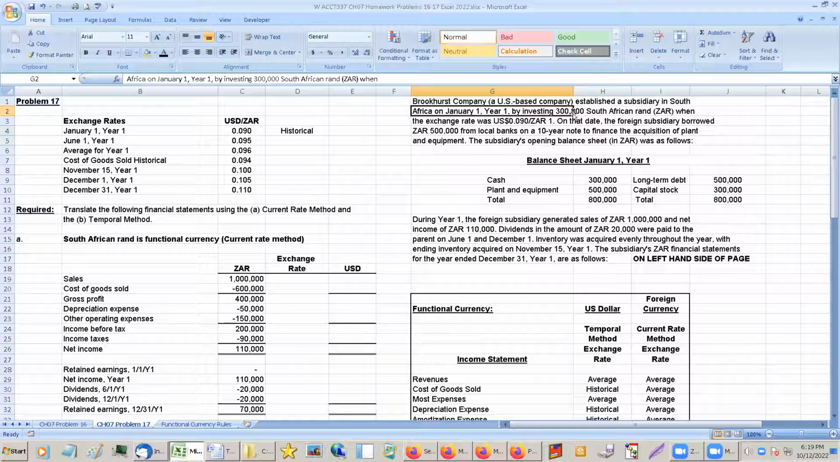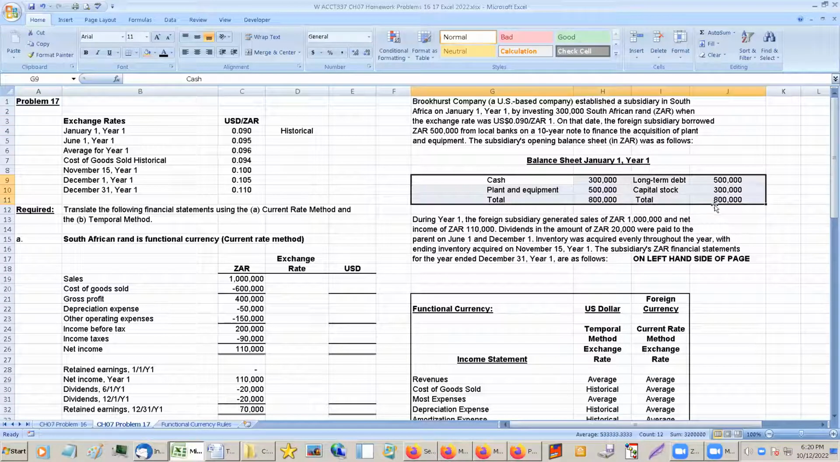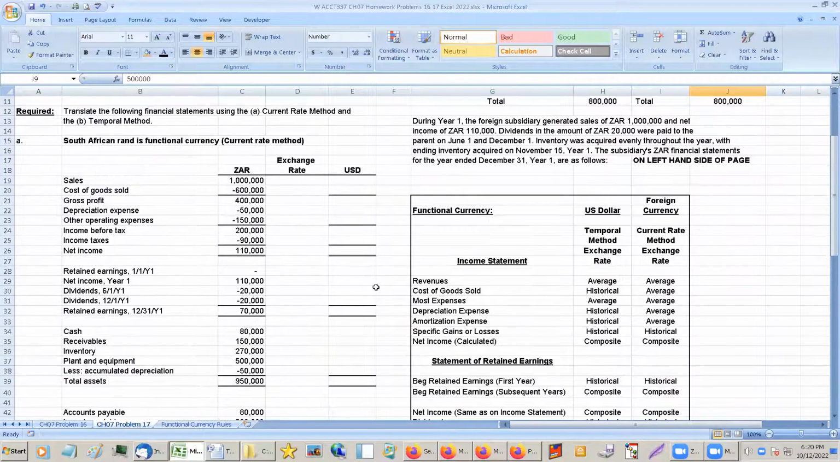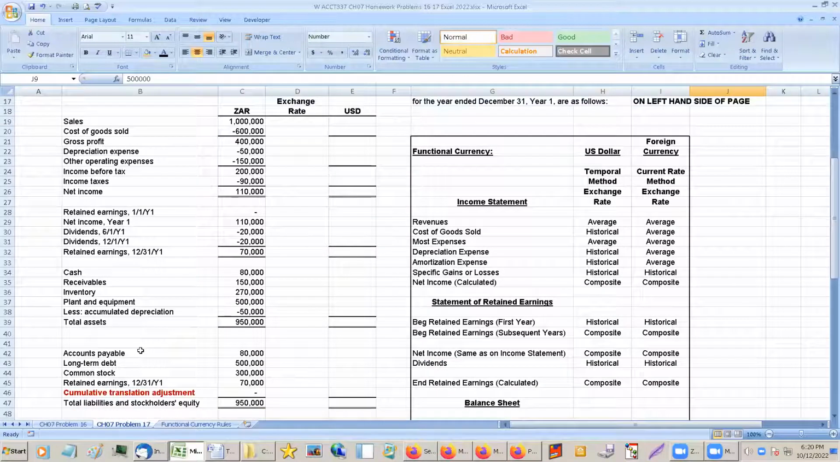So they had 300. Okay. All right, so down here, these numbers are all in the South African rand. I'm not sure how they came up with ZARs, but I'm sure there's some way they came up with that. But the South African rand will be the currency that these are in down here. So for instance, this long-term debt and capital stock should be down here. Yeah, so that's what those two are.